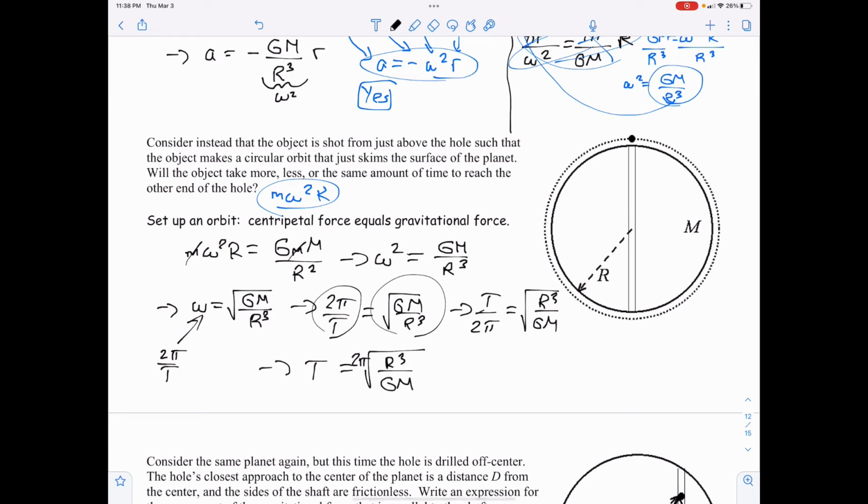Now let's go back to the question asked. Will the object take more time, less time, or the same amount of time to reach the other end of the hole? What is time dependent on? Time is dependent on the mass of the planet and the orbital radius. So the same period exists in both cases. Therefore, same time.